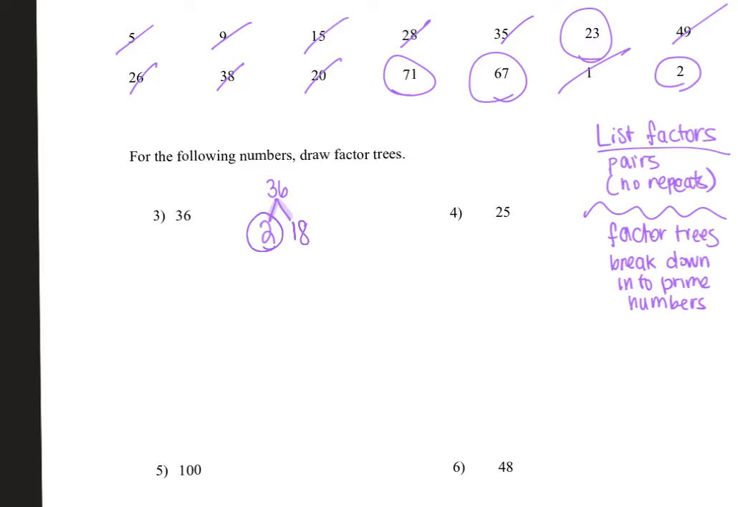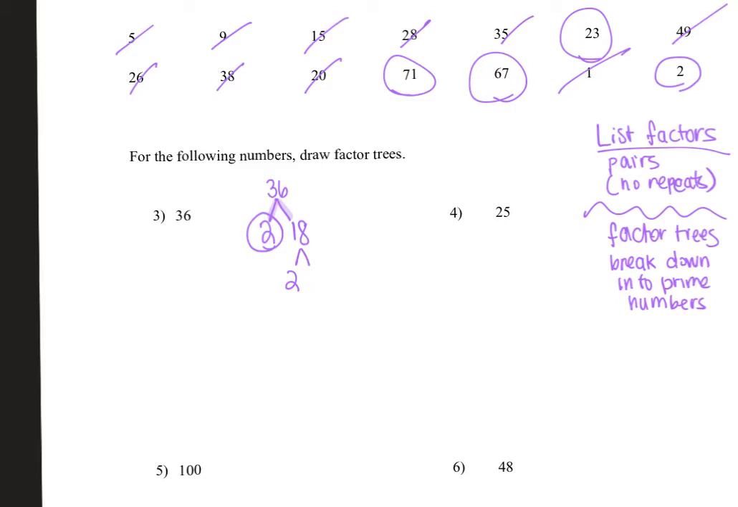That's the end of my, just like a tree, your branches end. Your branches end when you have a prime number. 18 is not prime, so you have to keep going. So I break this down again into 2 branches. It's even, so I use 2 again. So 2, and 2 times what equals 18.